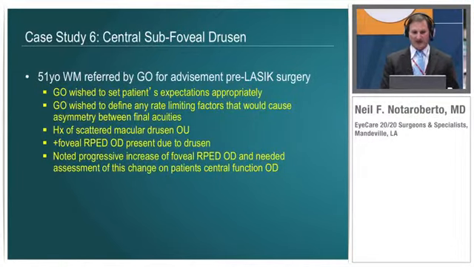And I think this is one of the last cases. This was a case of central subfoveal drusen. This is a patient referred by the general ophthalmologist before LASIK surgery. The GO wanted to set the patient's expectations appropriately due to macular pathology. They felt that there may be some asymmetry due to subfoveal pathology and that possibly the surgery would not significantly improve them. We also noted over time there was an increase in RPEDs, retinal pigment epithelial detachments, and we need a more granular or detailed assessment of this change on the patient's function.